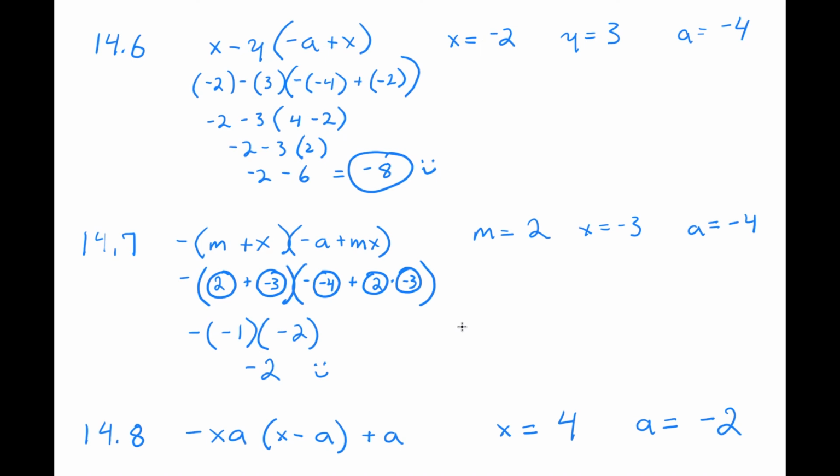For 14.7, we had -m plus x times -a plus mx, and we dropped in these values. Now, if you notice for this problem, I made circles for my buckets, and the reason I did that was because all of those parentheses were becoming confusing. So if you want to, you can switch these outside parentheses to brackets and make these parentheses, or you can just use a circle or a box. It doesn't have to be parentheses like I did in 14.6. You see how confusing some of that can get?